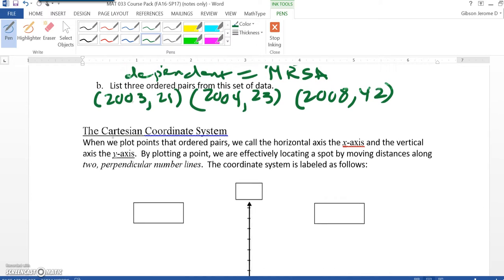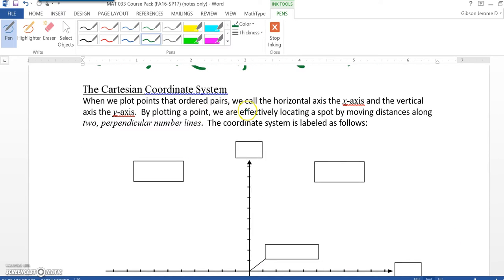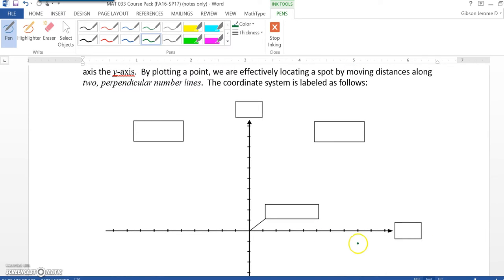Now we have the Cartesian coordinate system. When we plot points that are ordered pairs, we call the horizontal axis the x-axis and the vertical axis the y-axis. By plotting a point, we are effectively locating a spot by moving distances along 2 perpendicular number lines. The coordinate system is labeled as follows. Okay, now, the horizontal line here would be the x-axis. The vertical line here would be the y-axis.